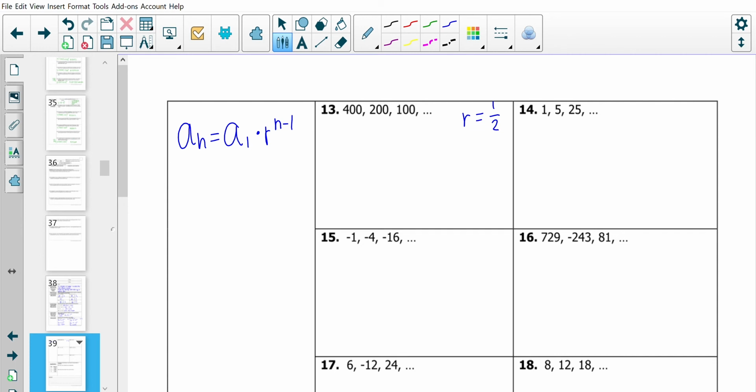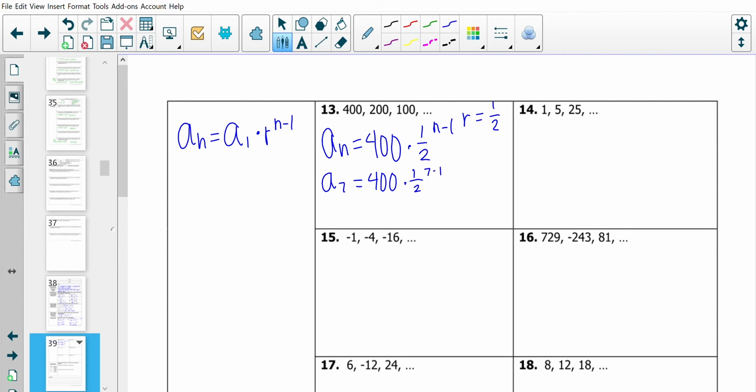Okay, so A sub n equals, my initial value is what? 400 times 1/2 to the power of n minus 1. And we are still solving for the 7th term in the sequence. So A sub n was 400 times 1/2 to the power of 7 minus 1. So 1/2 to the power.